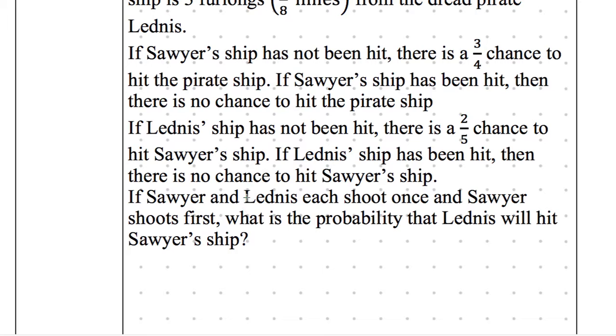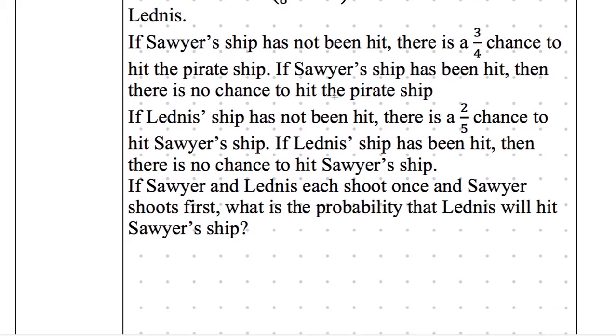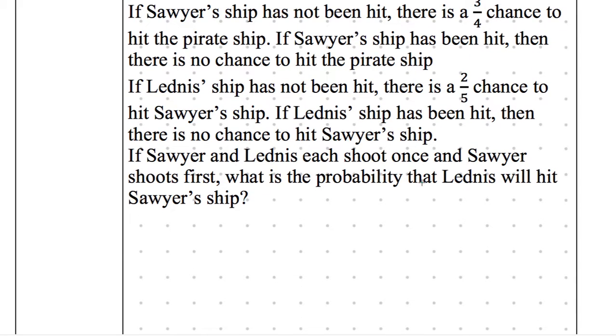So now this is a dependent probability question compared to our notes on 6-3 yesterday, because one event might affect the other. For example, if Sawyer hits the pirate, then the pirate now, instead of having a 2/5 chance of hitting Sawyer back, has 0% chance. It is dependent on whether or not Sawyer has hit the ship. So what we're going to do is look at this problem and say that in order for Leadness to hit Sawyer's ship, that's the outcome that we want. We want to see what that probability is.